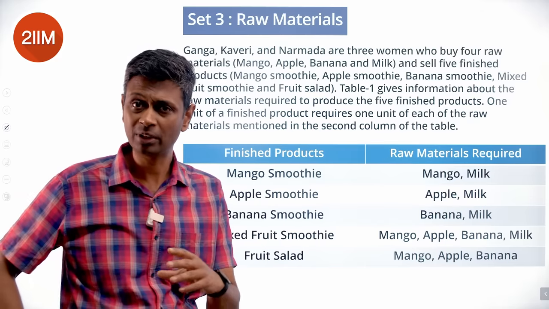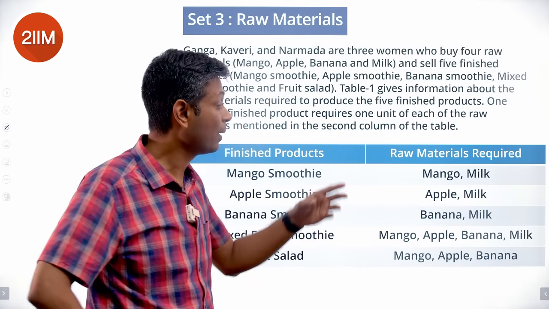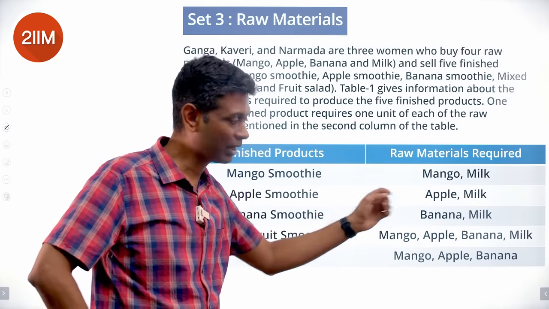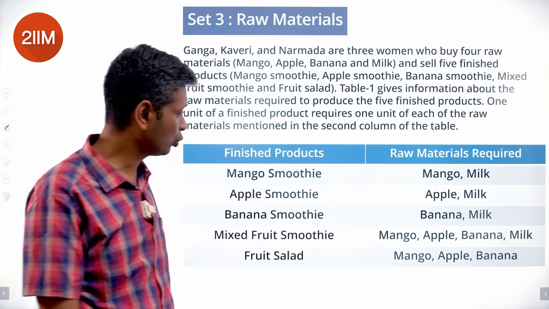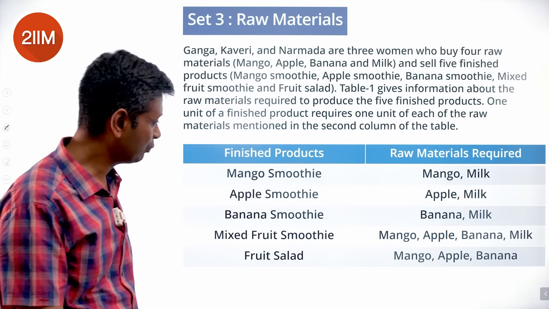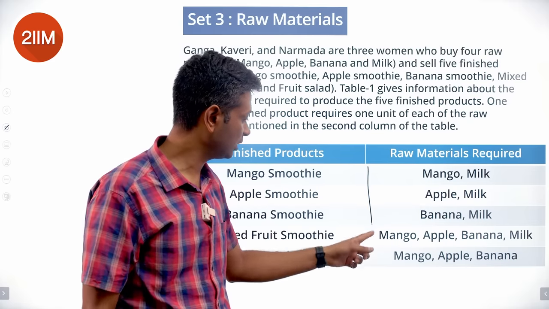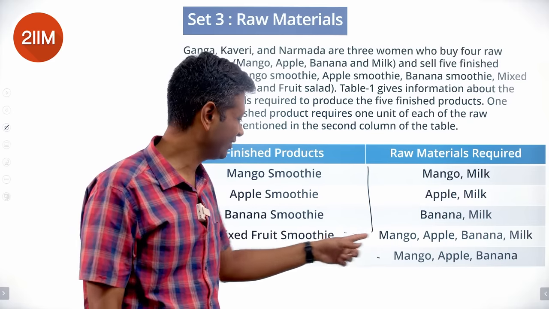Mango smoothie is mango and milk, banana smoothie is banana and milk, apple smoothie is apple and milk. Mixed fruit smoothie is everything: mango, apple, banana and milk. And then fruit salad is mango, apple, banana, no milk. All 4 of them have milk. This one has no milk. This one has everything.